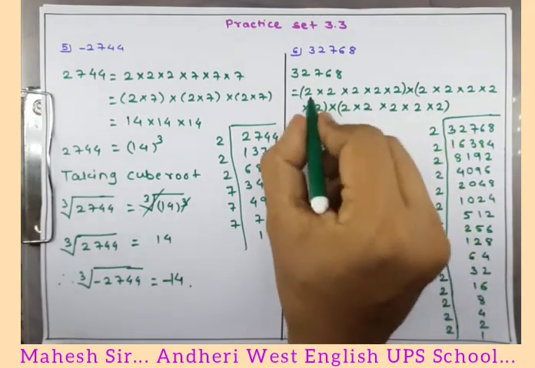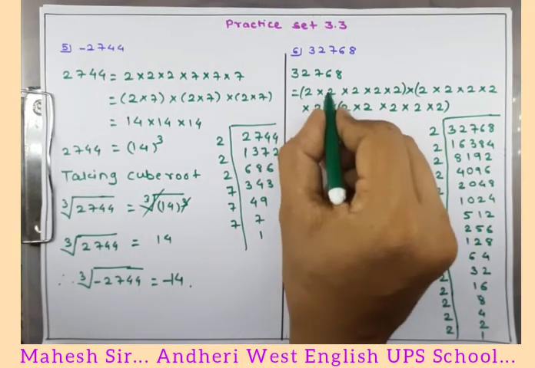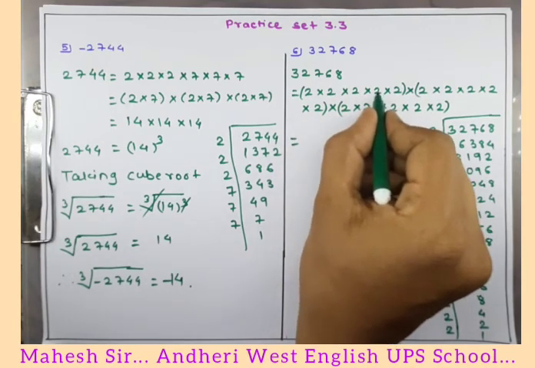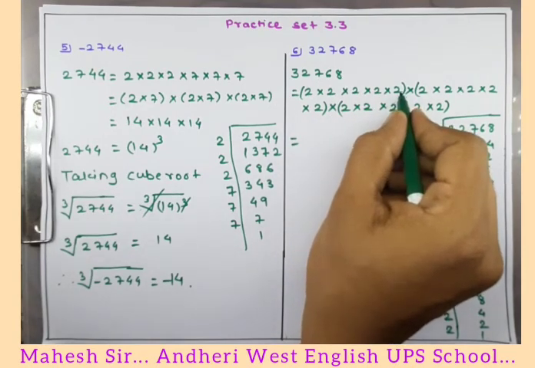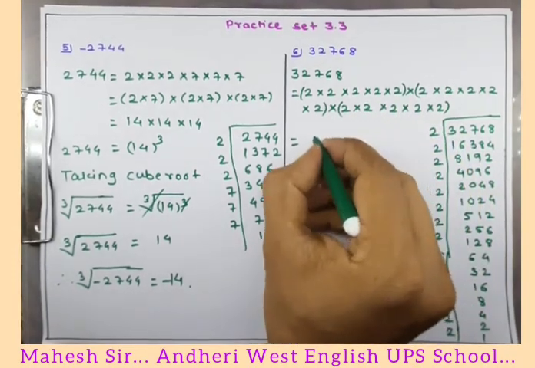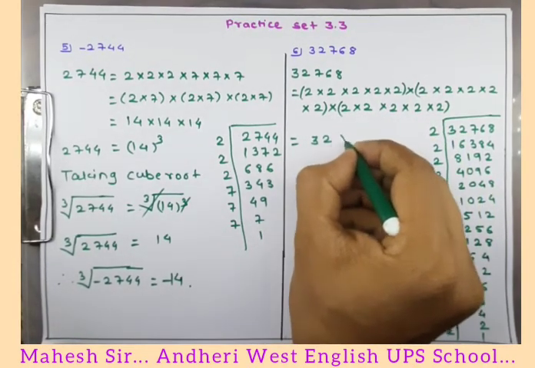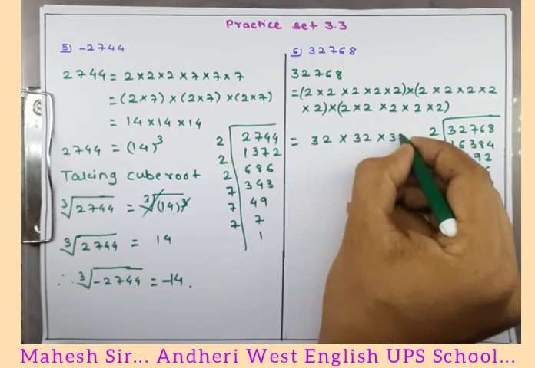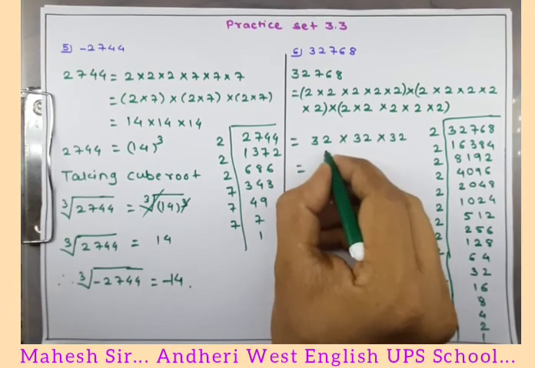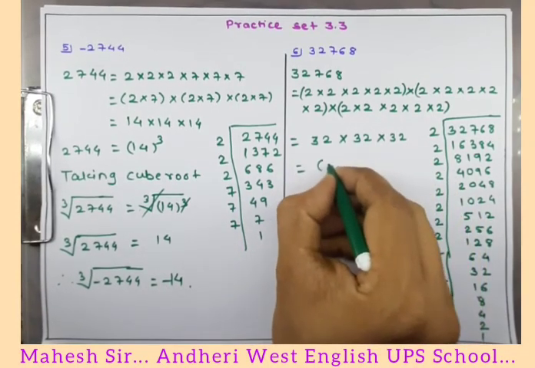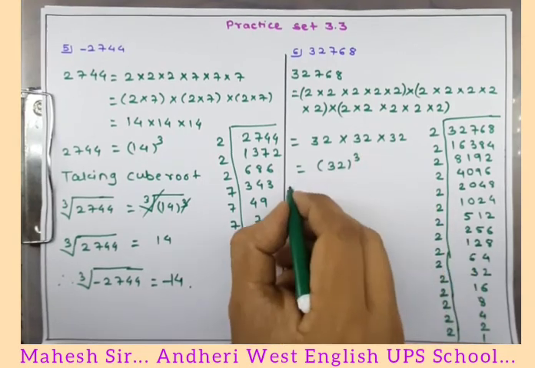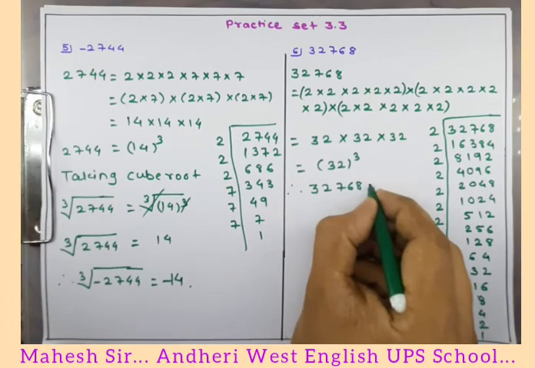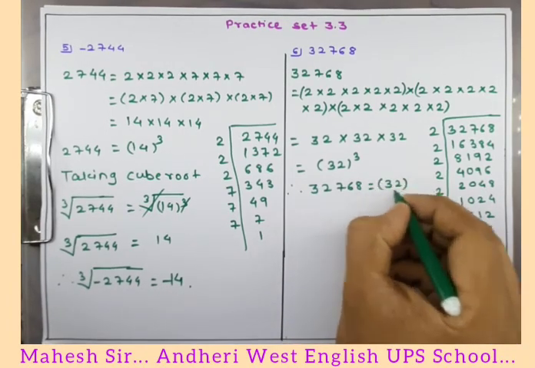So I will write here 2 multiplied by 2. That is 2 2s are 4, 4 2s are 8, 8 2s are 16, and 16 2s are 32. So I will write here 32 multiplied by, again here also 32 multiplied by 32. So here 32 into 32 into 32, that is cube of 32. Therefore we will know 32,768 is equal to 32 cube.